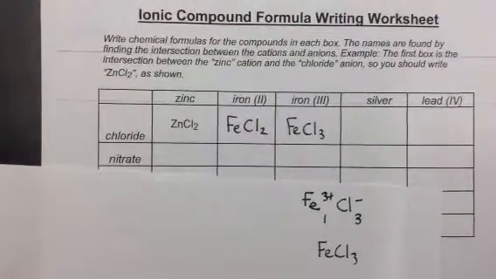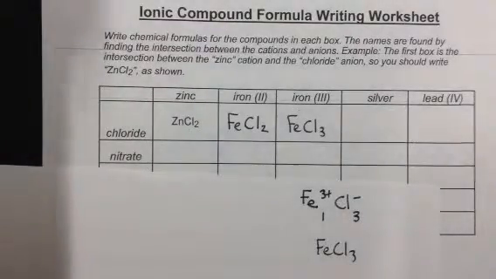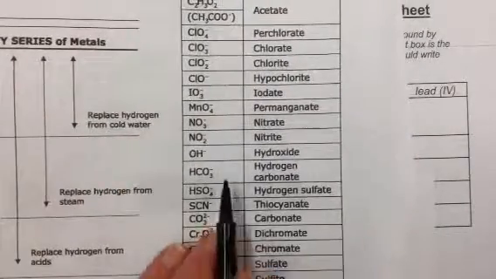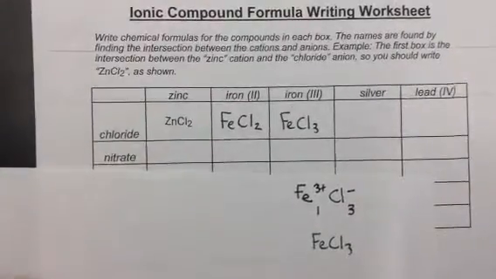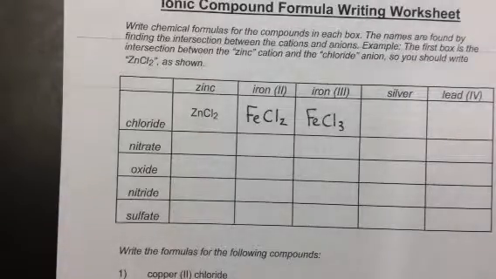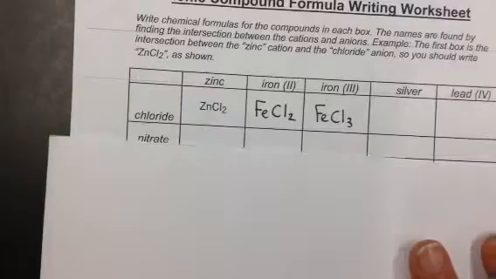Let's look at the next row. The next row says nitrate for our nonmetal. And you can be pretty sure if it does not end in -ide that it will be a polyatomic ion. Nitrate, NO3 with a negative. So, let's try one of these out. NO3 with a negative.